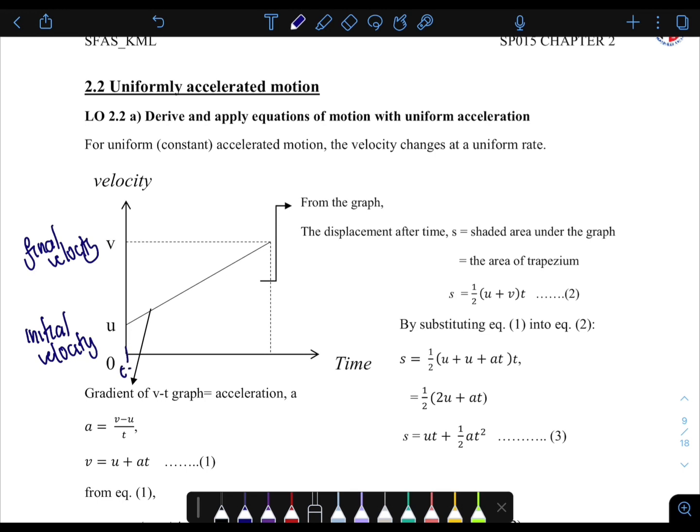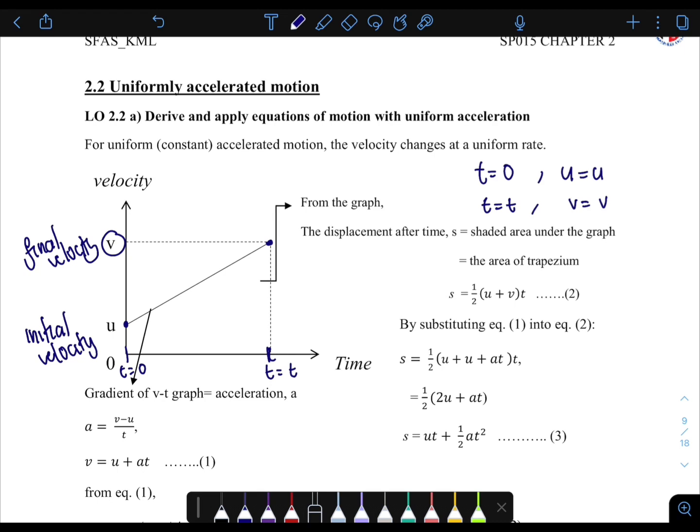When t is equal to 0, our object is already in motion with a velocity of u. So when t is equal to 0, our initial velocity already has a value of u. And then after a certain time, t is equal to t, our object has reached a final velocity of v. When t is equal to t, our velocity now becomes final velocity v.